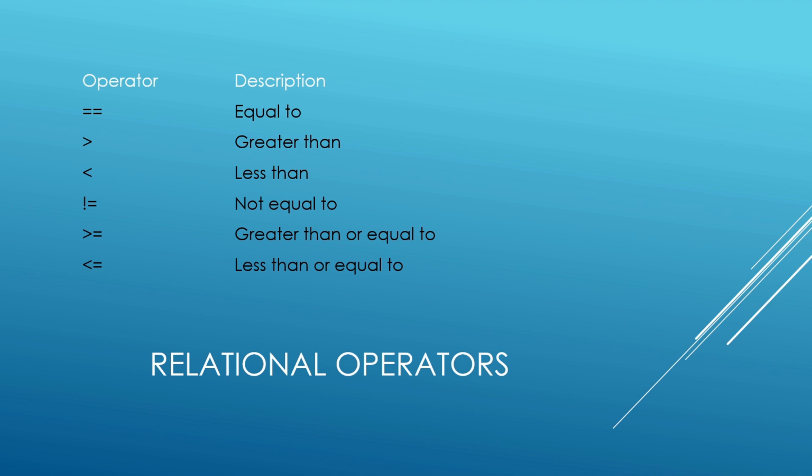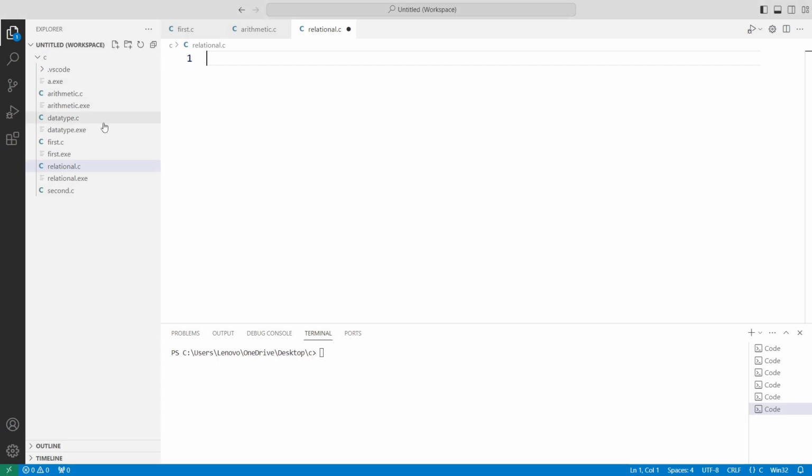The very first operator is double equal to. Double equal to is not an assignment operator. It is an equal to operator. That means it compares whether one value is equal to other value or not. So let's try them by making a program.